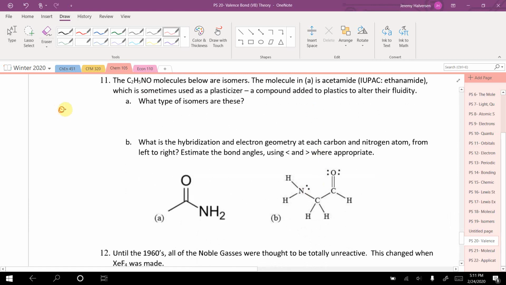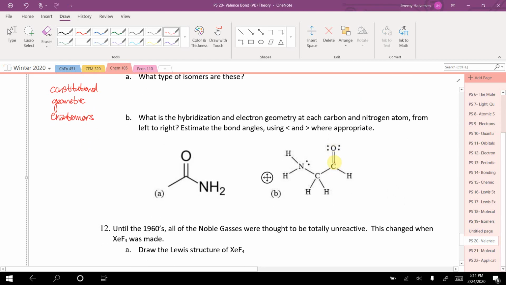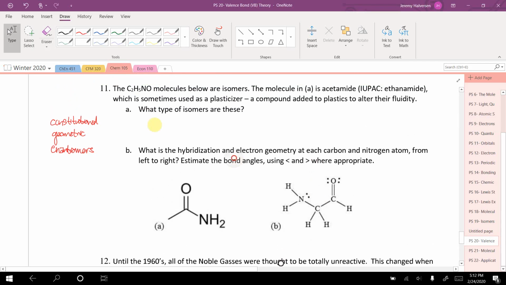All right, so what are our options? Just a reminder from the isomer video, which was problem set 19. We could have constitutional, which means that they're connected differently. We could have geometric, which means that they have a switched double bond from cis to trans or trans to cis. And then we could have enantiomers, which means they are mirror images and have a chiral carbon. So here we have carbon with a double bond to nitrogen. Here you have carbon to carbon with a double bond to a nitrogen. So those are not connected the same. So these are constitutional. And remember that constitutional is the same as structural.